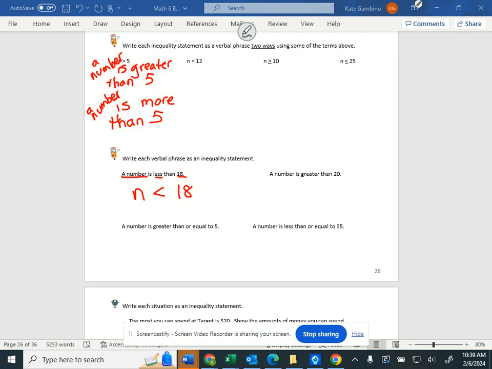Let's do the next one. A number is greater than 20. What would that inequality look like? Ava, give it a shot.